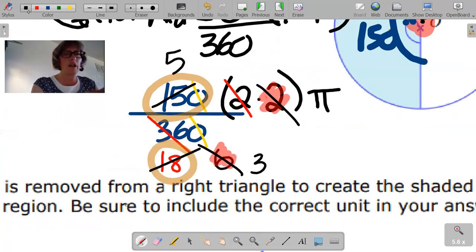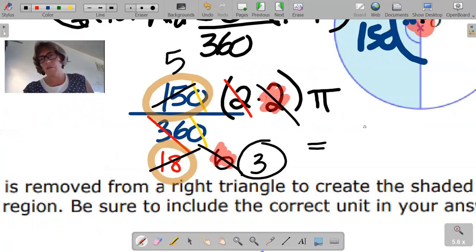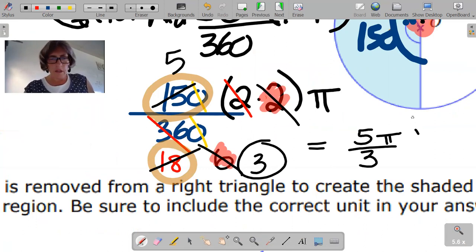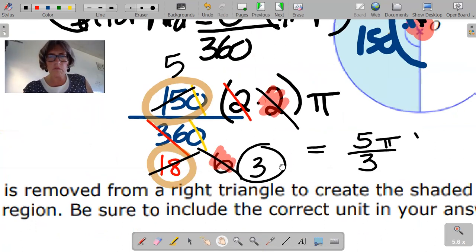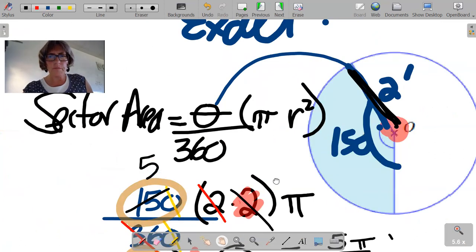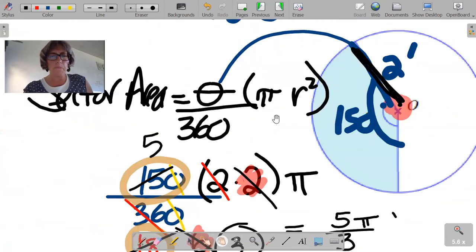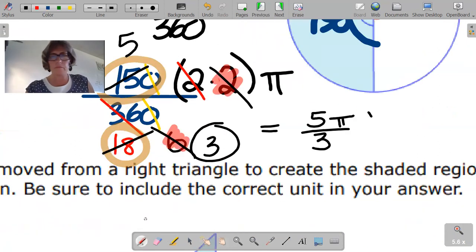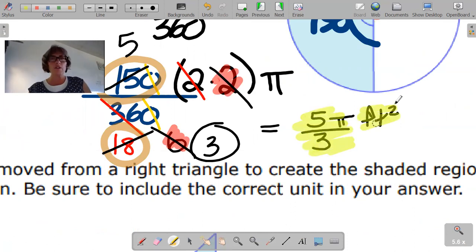So my sector area here is going to be 5/3 pi, and I think our units were feet. Let's check here. Yes, feet. Feet squared. Exact terms means you leave it in fraction form.